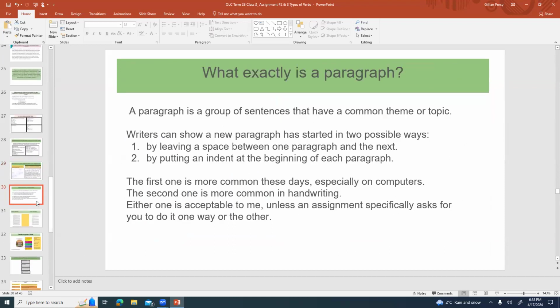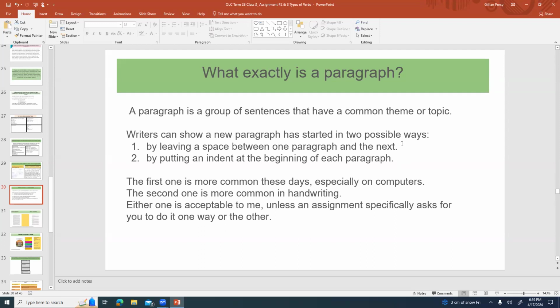Going through a paragraph again, we talked about paragraphs have a common theme or topic. Writers can show a new paragraph is started in two possible ways: by leaving a space between one paragraph and the next, or by putting an indent at the beginning of each paragraph. Putting a space between paragraphs is becoming far more common these days, especially because of computers, right? That extra line really helps when you're on your phone, whereas that indent can be actually pretty hard to see. Having said that, if you're doing handwriting, the indent is more common.